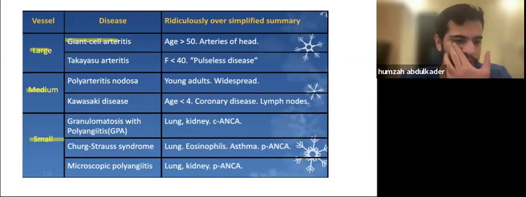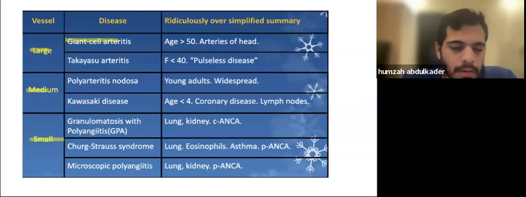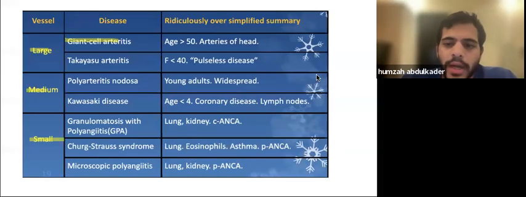What is another important finding? Blindness. In addition to blindness, we can get headaches, we can get granulomas. That's also important. Takayasu, we said young Asian woman. Additionally, we also see granulomas.